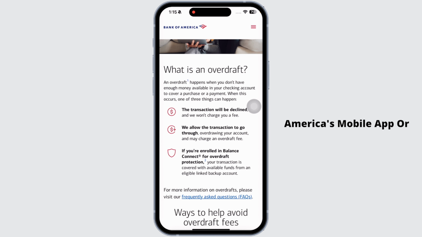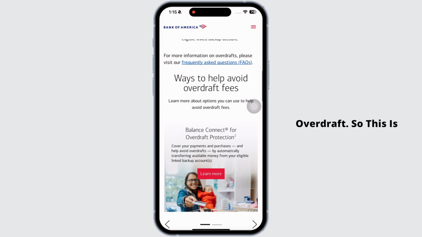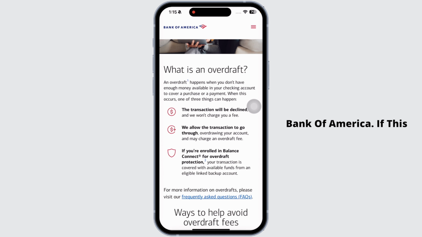You can use Bank of America's mobile app or online banking to monitor your account. You can set up alerts to notify you when your balance is running low, so you avoid overdraft. So this is how you can easily overdraft with Bank of America.